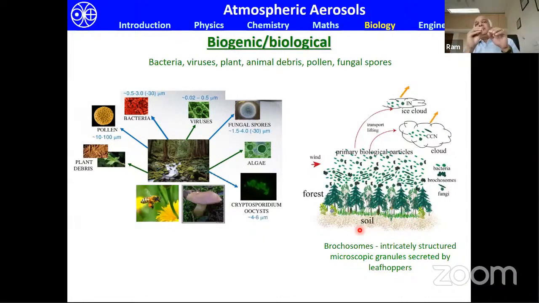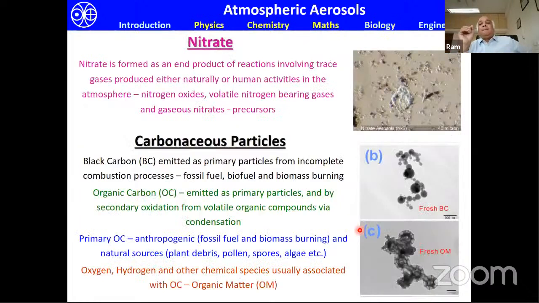But when it comes directly to radiative effects on climate, the other aerosol species that we talked about earlier, the aerosols from the different sources, contribute to those effects. The other major species of aerosol is nitrate. This nitrate is formed as an end product of reactions involving trace gases produced either naturally or by human activities in the atmosphere, typically nitrogen oxides, volatile nitrogen-bearing gases, and gaseous nitrates, which are precursors for the nitrate and are also of both natural and anthropogenic origin.